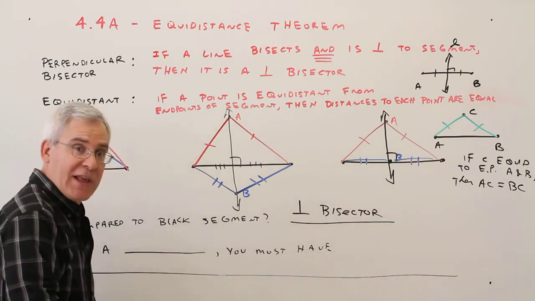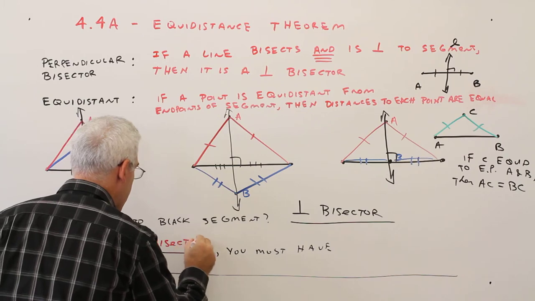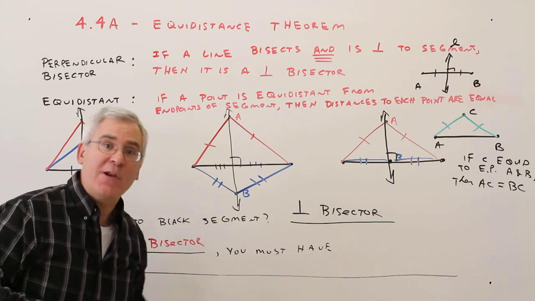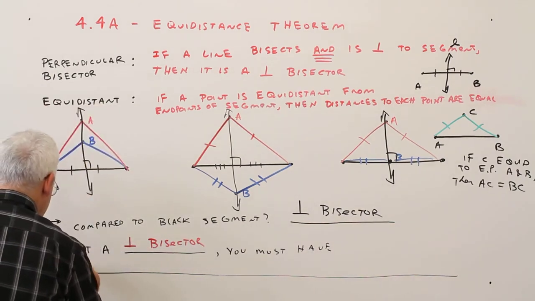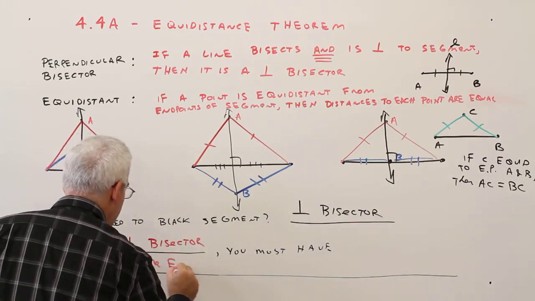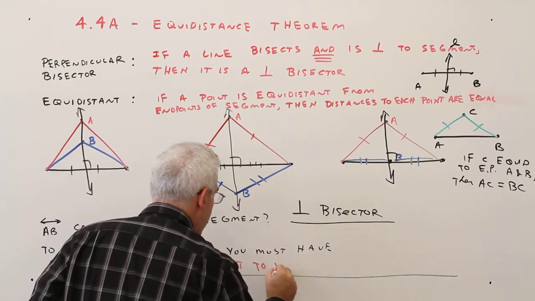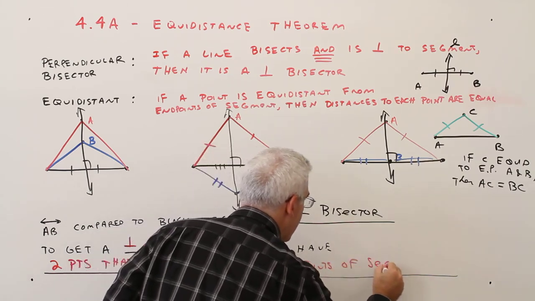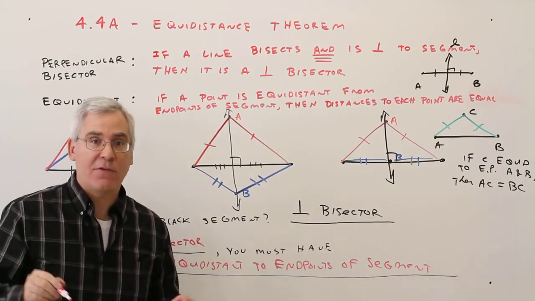To get a perpendicular bisector, you must have two points that are equidistant to the endpoints of the segment. That is the major concept.